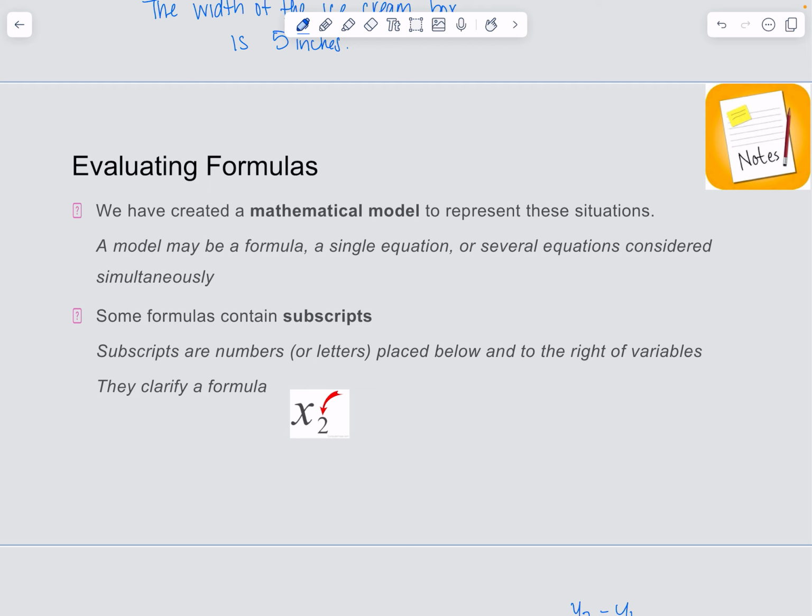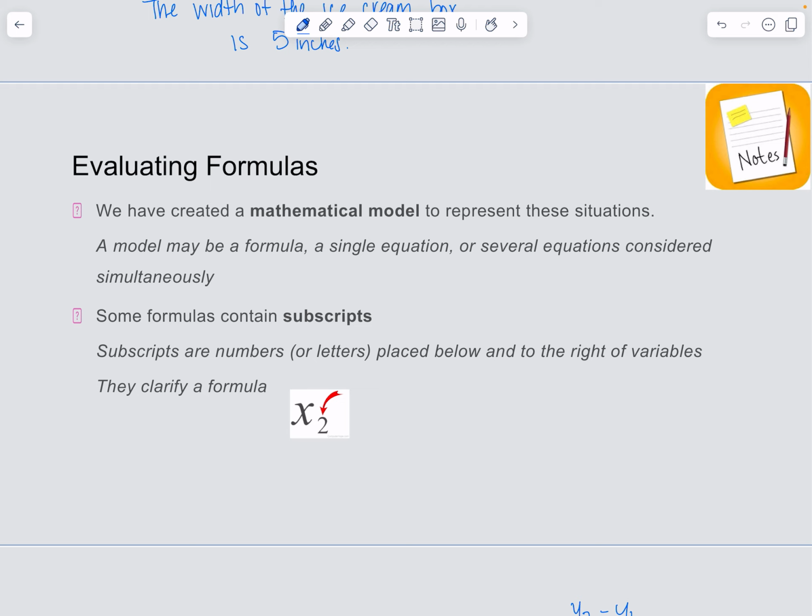Now, all of these situations are using mathematical models. That is a formula or an equation, or maybe several equations in some cases, that represent a real-life situation. So volume represented by length times width times height. That's a mathematical model. If you come across a problem and it says, create a model for this situation, it's asking you to make an equation.